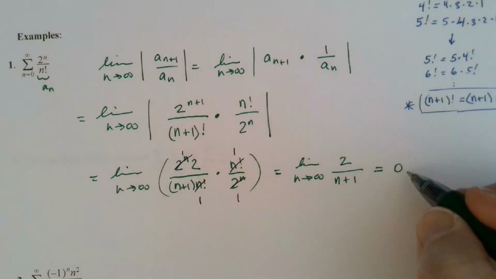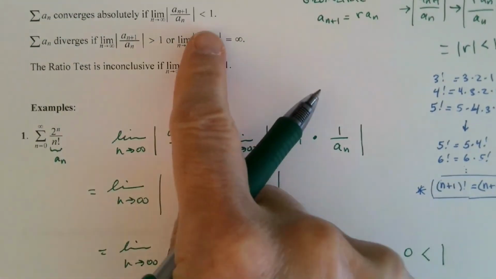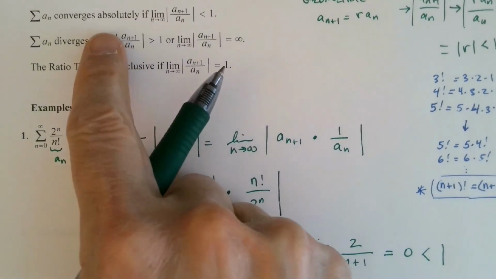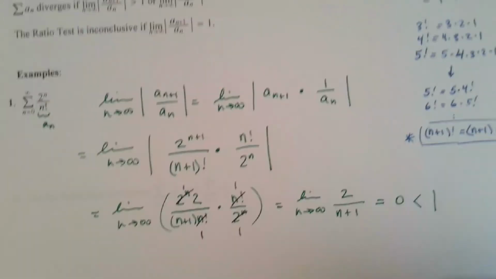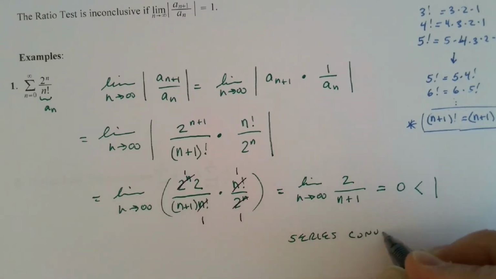And what do we know about this limit? Well, it is less than 1. And that's important because if this limit is less than 1, then the series what? Converges absolutely. So our series converges absolutely.